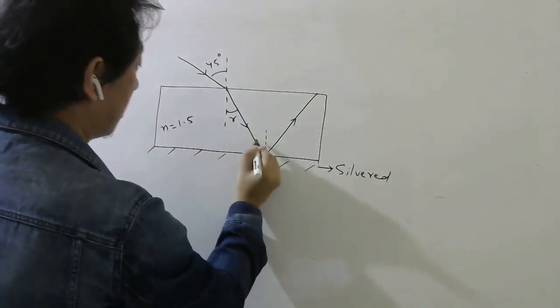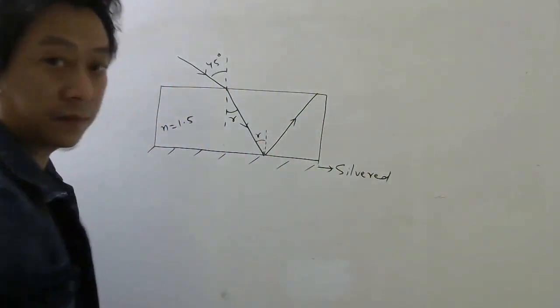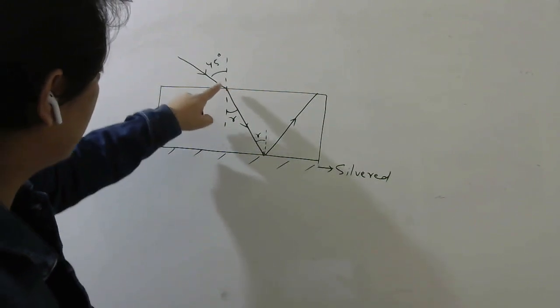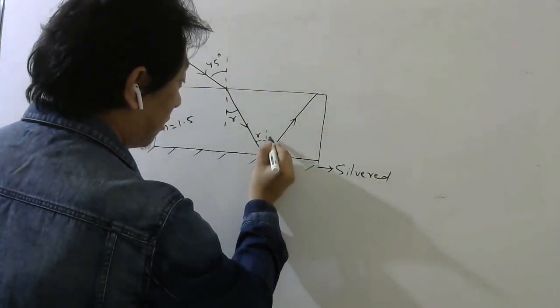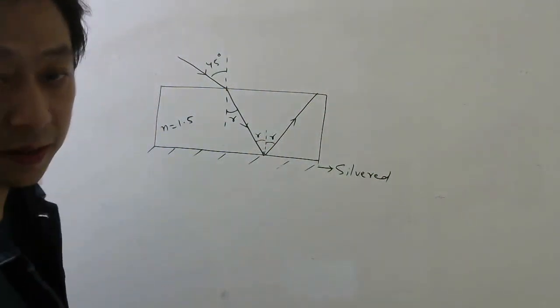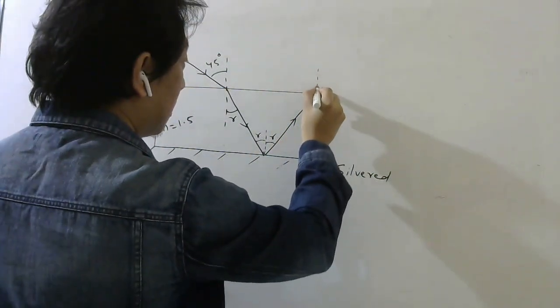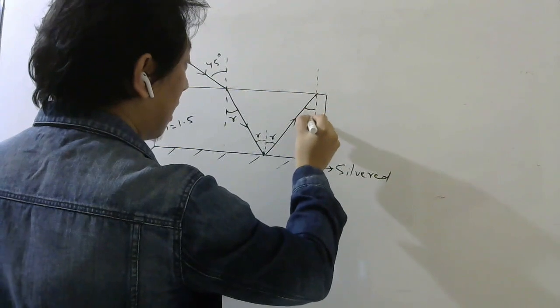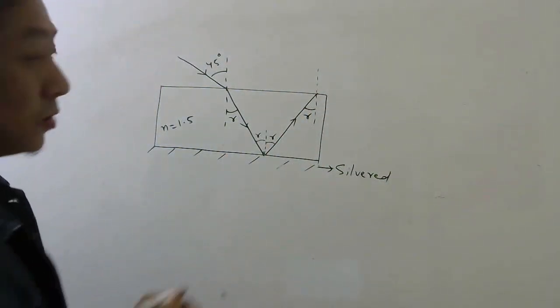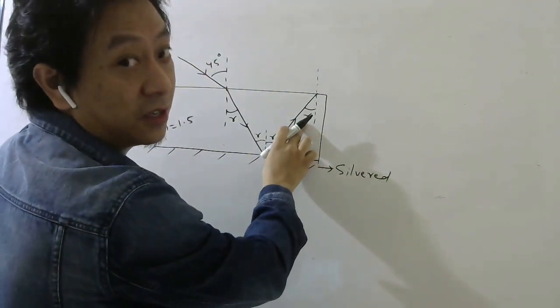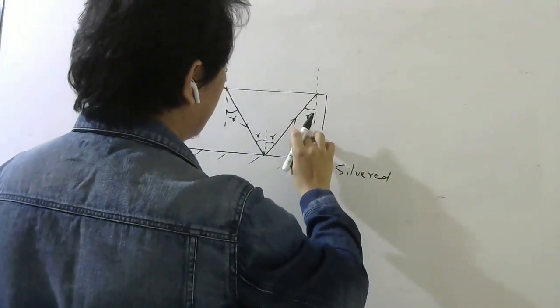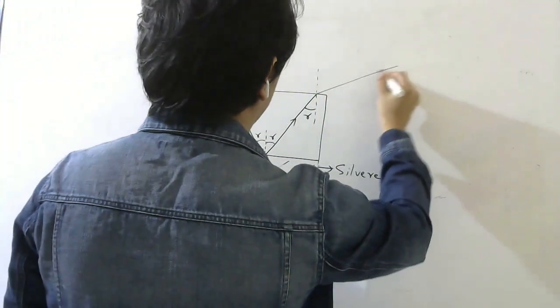Now if this is R, this is also R. Yes or no? Because this line and this line are parallel. If that is R, because of reflection, this is also R. That means when light reaches here, this will be R. So the angle of this is now like your angle of incidence. So the light will go from denser to rarer, it will bend away.